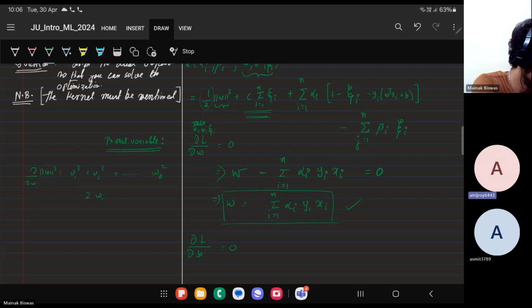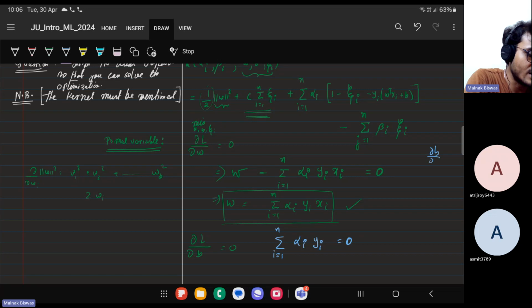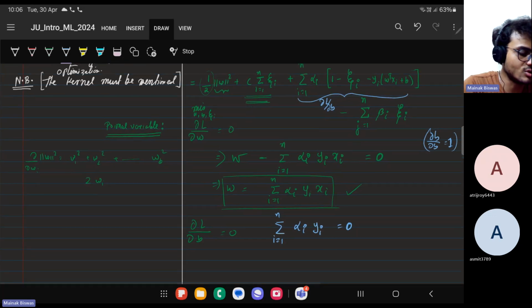Everything is 0 except the summation of alpha I yi. With respect to B, B is a constant, a single scalar value, so dL/db is just one number. Only this part has B. So dL/db is summation of alpha I yi equal to 0.